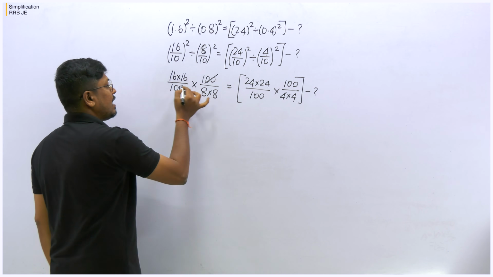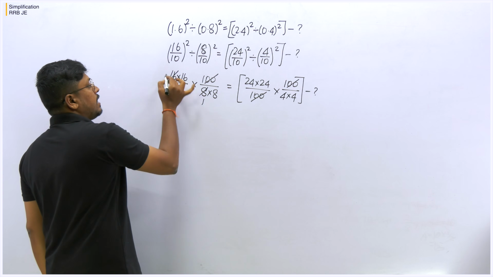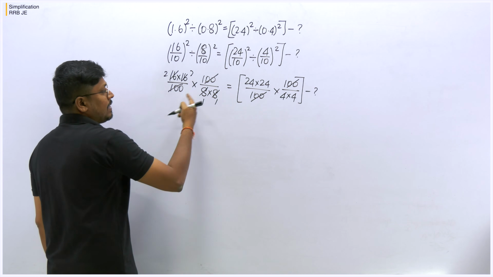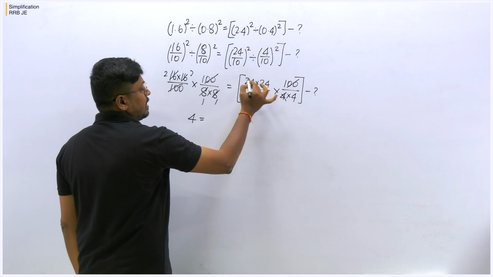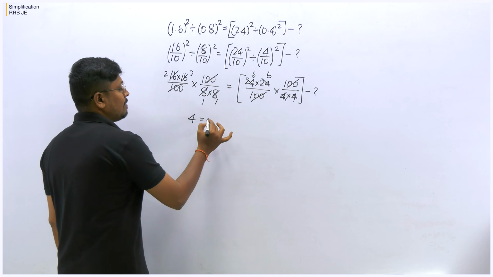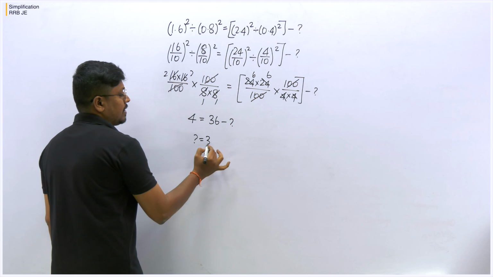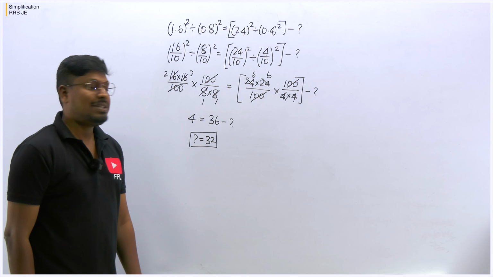Now we can cancel 100, 100 here, 100, 100 here. So 1 8 is 8, 8 2s are 16. Now on the left hand side we have only the number 4, is equal to, 6 4s are 24, so 6 into 6 will be 36. So 36 minus question mark, so question mark is equal to 32. That's it, right? Very simple and easy to solve.